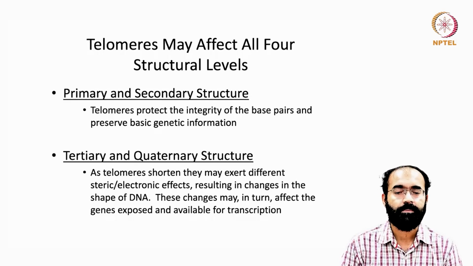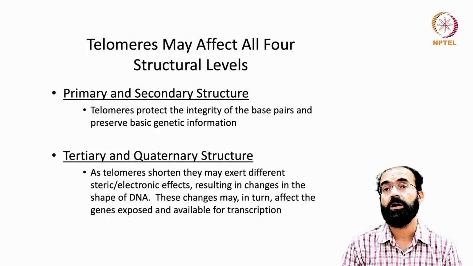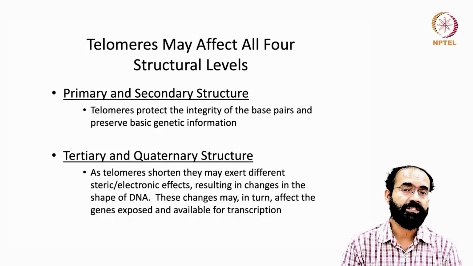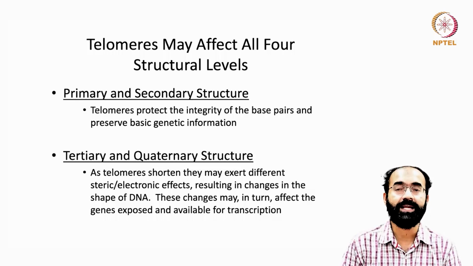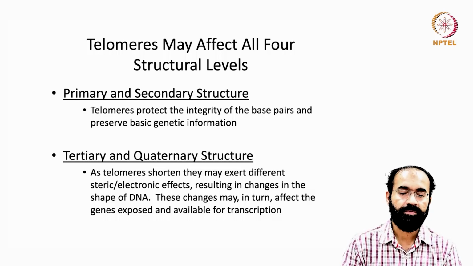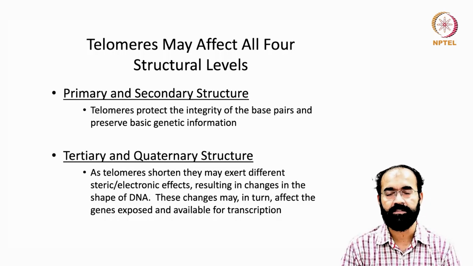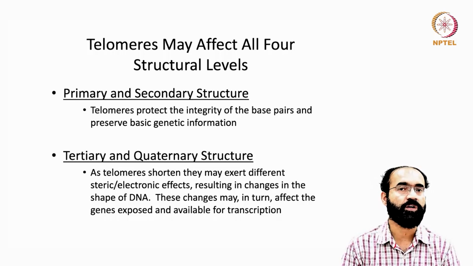So telomeres may affect all our structural levels. They can influence all these structures, because primary starts with the sequence itself, that is T2AG3. So primary and secondary structure can be influenced by the telomeres, and they protect the integrity of the base pairs and preserve the genetic information. It acts like a guardian. It will preserve the integrity of the chromosome ends.